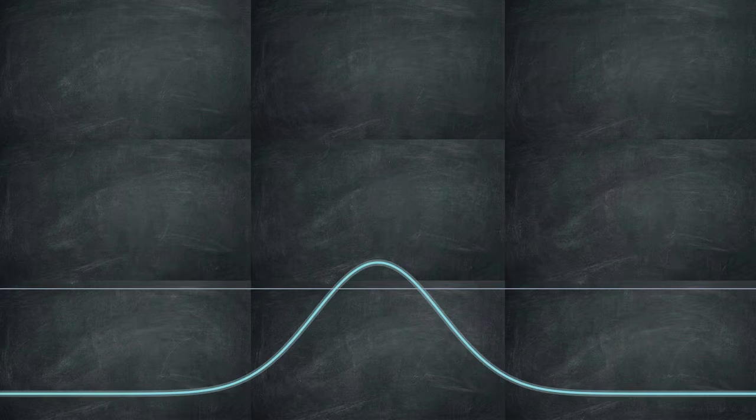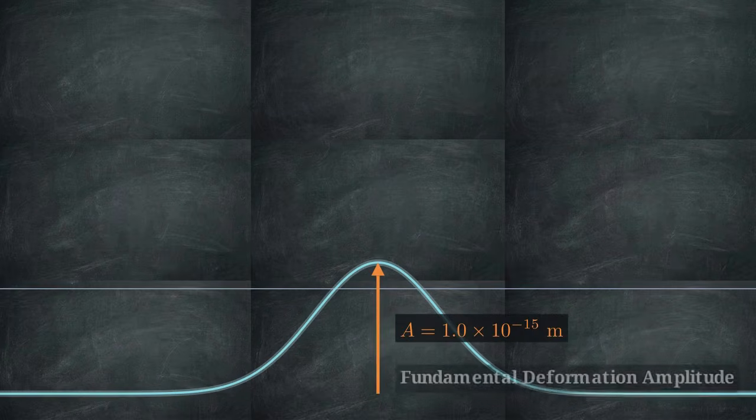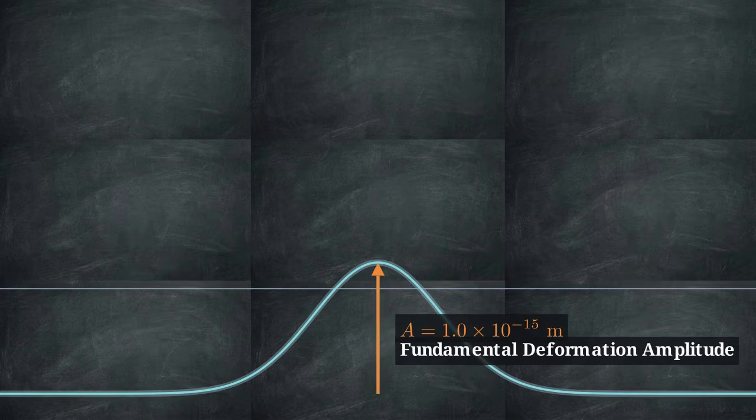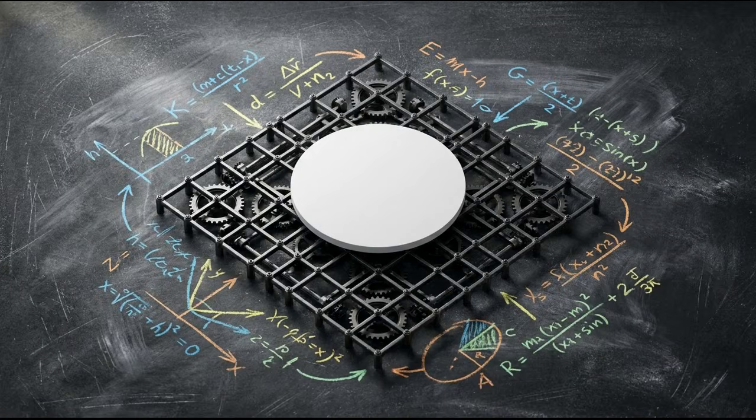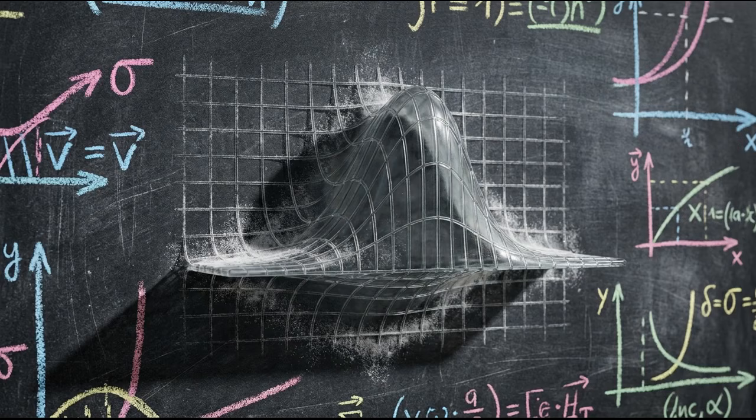The specific shape of this trapped wave is dictated by a baseline measure known as the fundamental deformation amplitude. Its exact width, defined as the spatial localization radius, aligns with the known Compton wavelength of an electron. To describe this specific three-dimensional deformation mathematically, physicists rely on the Gaussian distribution formula. The math and the geometry show that an electron does not sit inside space. It is a highly specific, measurable knot twisted directly out of space itself.